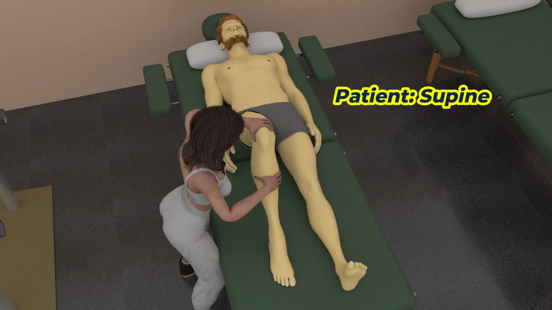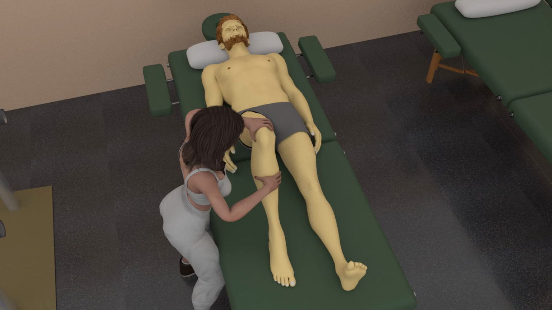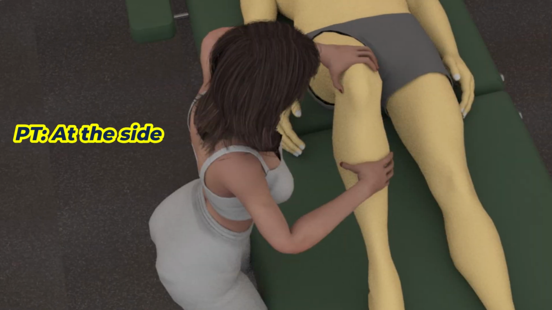Patient position will be supine, with head, trunk, and pelvis in neutral, arms at sides, and legs uncrossed. The therapist will be on the palpated side.